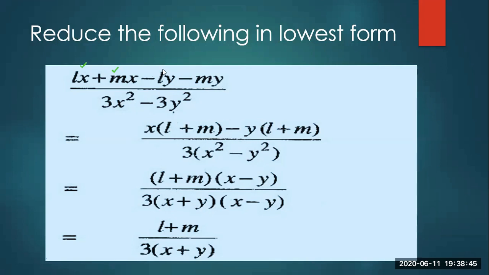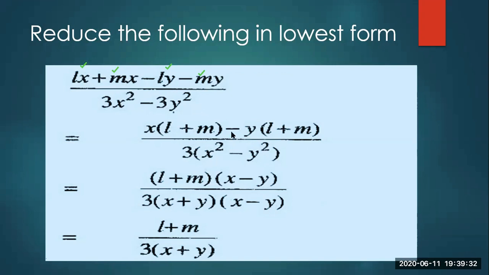Secondly, now let's have a look at the third and fourth terms. The third and fourth terms are minus ly minus my. Be careful about the signs. Whenever we are going to take a common variable, we also have to take the sign as common with that variable. The sign should be taken common along with the variable. So I'm taking minus ly minus my. Minus y is common here, so I'll write minus y. What is left should be written inside the bracket, so I'll write L plus m.